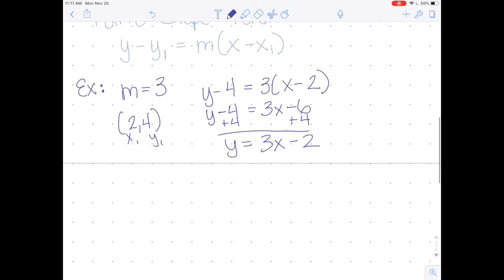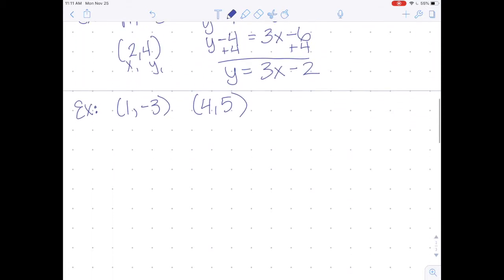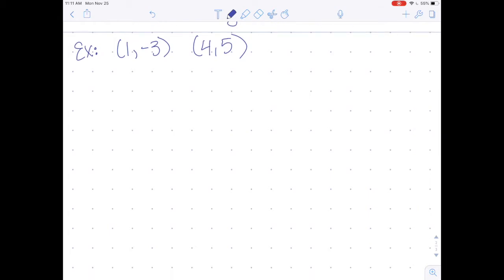So let's look at this if you are given 2 points. So in this example, instead of giving you the slope, they're going to say, okay, we want you to find the equation of this line. It goes through the points 1, negative 3, and the point 4, 5. So now, we don't know the slope, so we can't plug anything in for m yet. We're going to have to find the slope first.